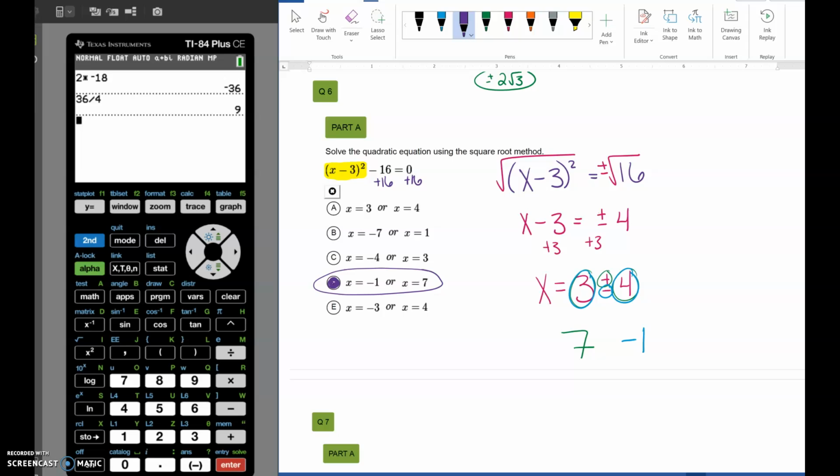The order that my answers are in may not be D on yours, because every time it gives you those multiple choice options, it's going to randomize which order they are in. So it's not necessarily D, it's the one that says -1 or 7.